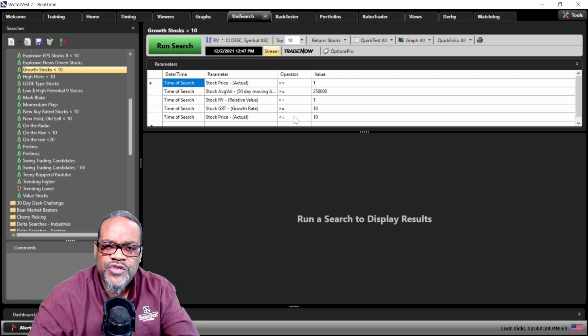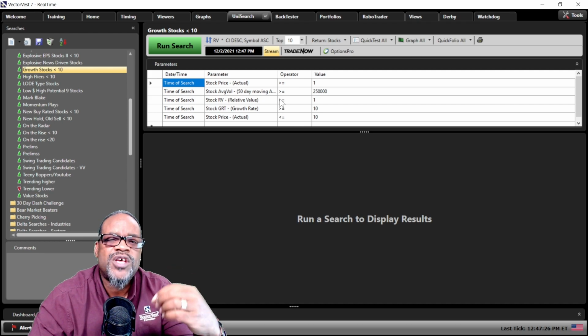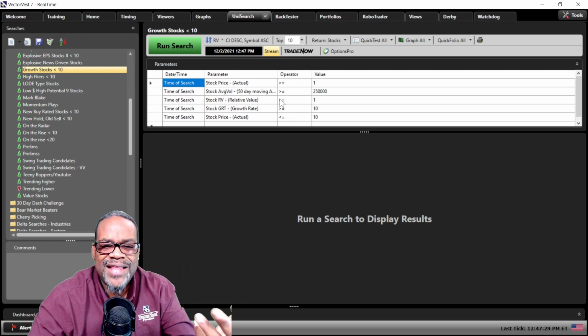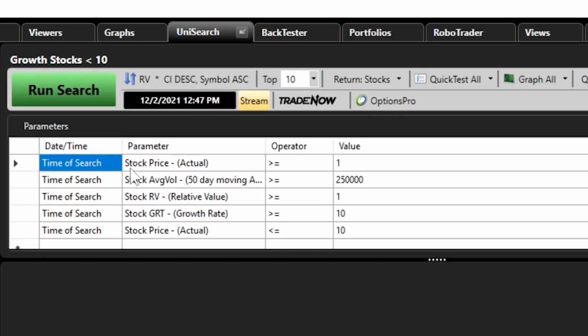Again, I did it just for the YouTube service to give you some kind of analysis on what we look for in a growth stock. One, I want the price to be greater than a dollar. I want liquidity, so I want the average volume to be greater than 250,000 shares. Here's the kicker. This is where VectorVest comes in. I want relative value of the stock's long-term upside potential to be greater than one, cast on that scale between 0 and 2. Stocks that have a relative value greater than one tend to outperform the market. The higher above one it is, the more it should outperform the market.